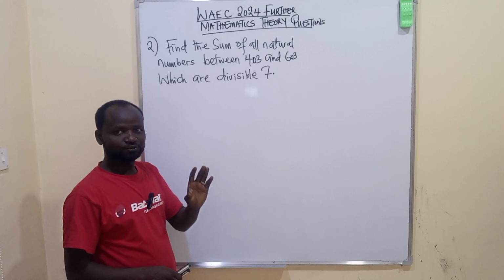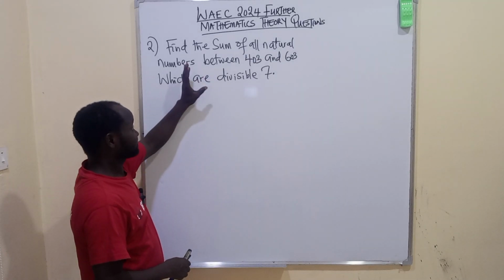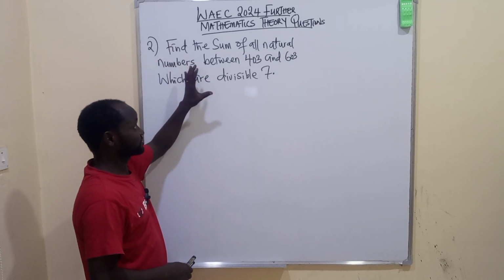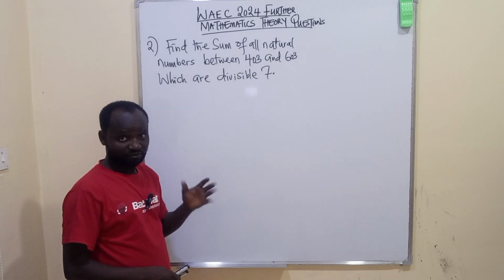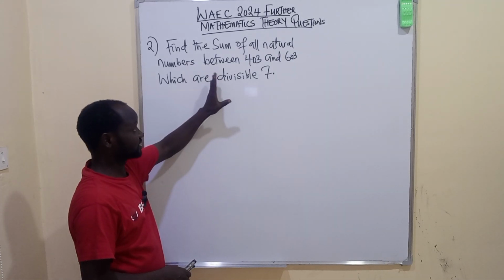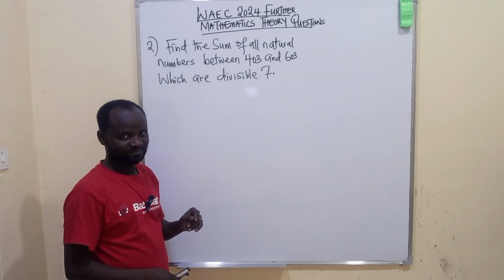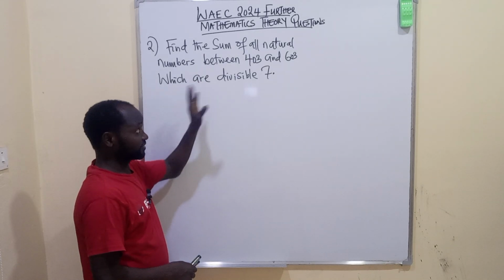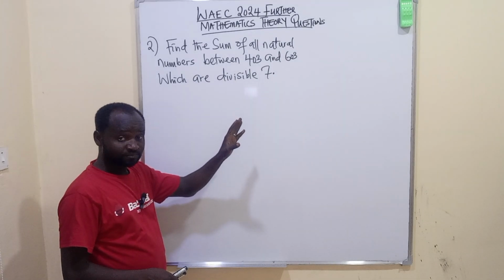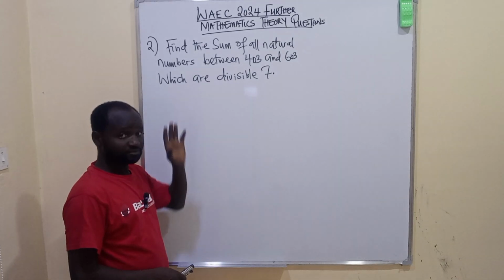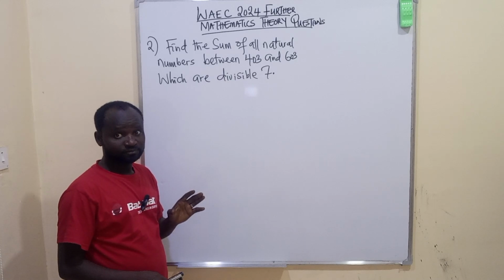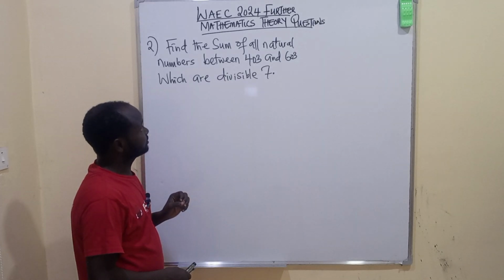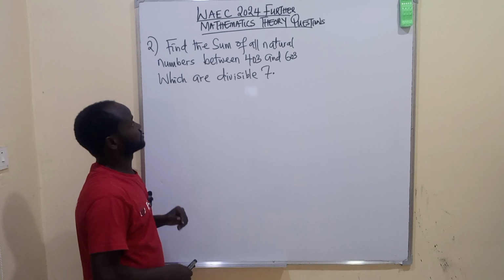First thing for us to do is to identify which topic this question is from. Of course, this is from sequence and series. And we have two types of sequence, the arithmetic progression and the geometric progression. Okay, so let's look at how we can handle this.